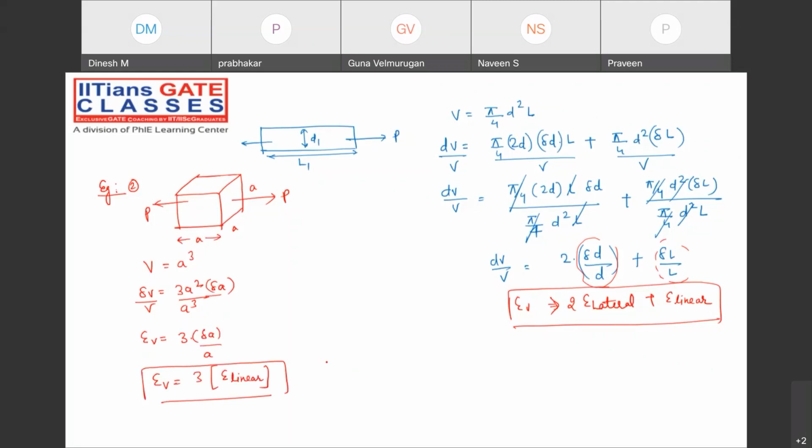Check it out. Have all of you understood how to calculate the volumetric strain? Because it's very easy to calculate longitudinal or linear strain, and it is very easy to calculate lateral strain, but it is sometimes very difficult to calculate volumetric strain. Now, once it is done, let me know.